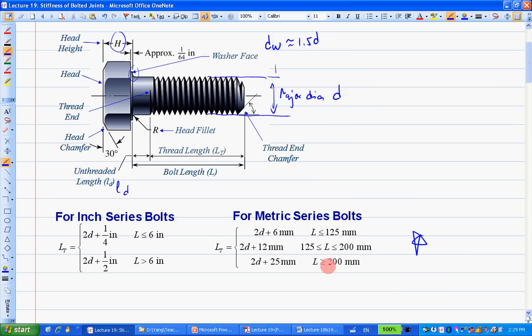So we're going to have to use this formula here. The formula basically tells you that you have to pick one. In this question, it gives you a suggested value of L, which is 50 millimeter, so we need to choose the first one here. So L_T is 2D plus 6 millimeter.